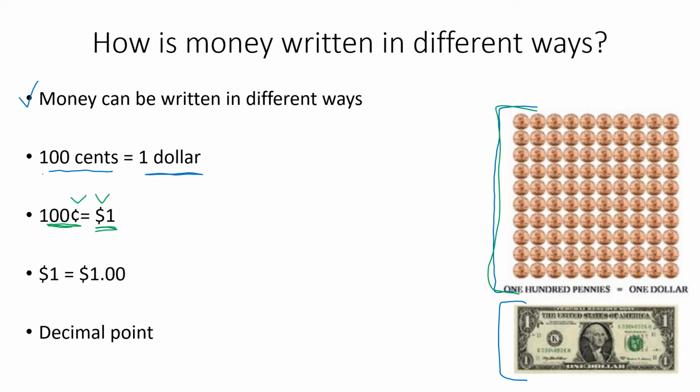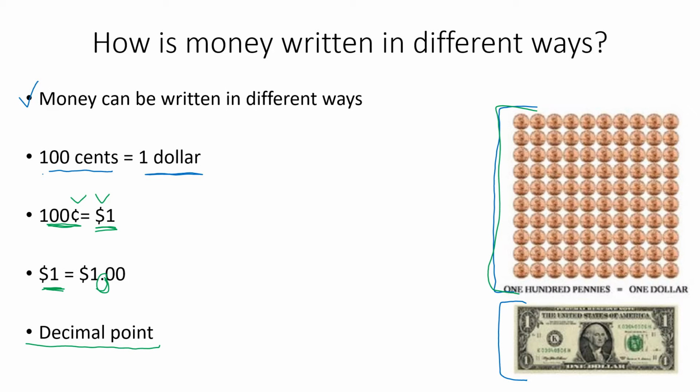Looking at this last one, I want to teach you that a decimal point is this dot or period right here. Now in math, we don't call this a period in numbers. We call this a decimal point. On the left side here, you see that $1 is written just as 1 with the dollar symbol. On the right-hand side, we still have $1, but we've written it with the decimal point.